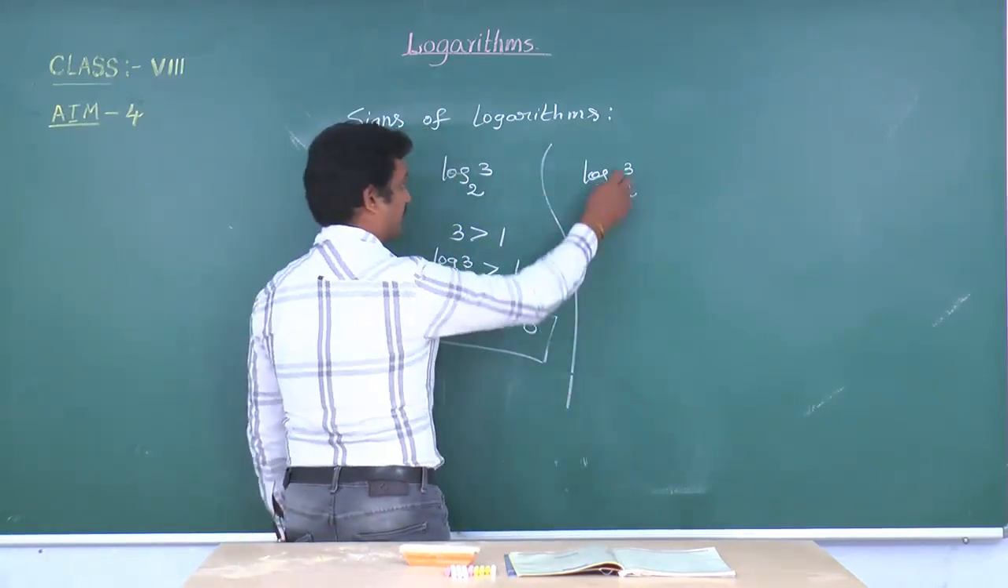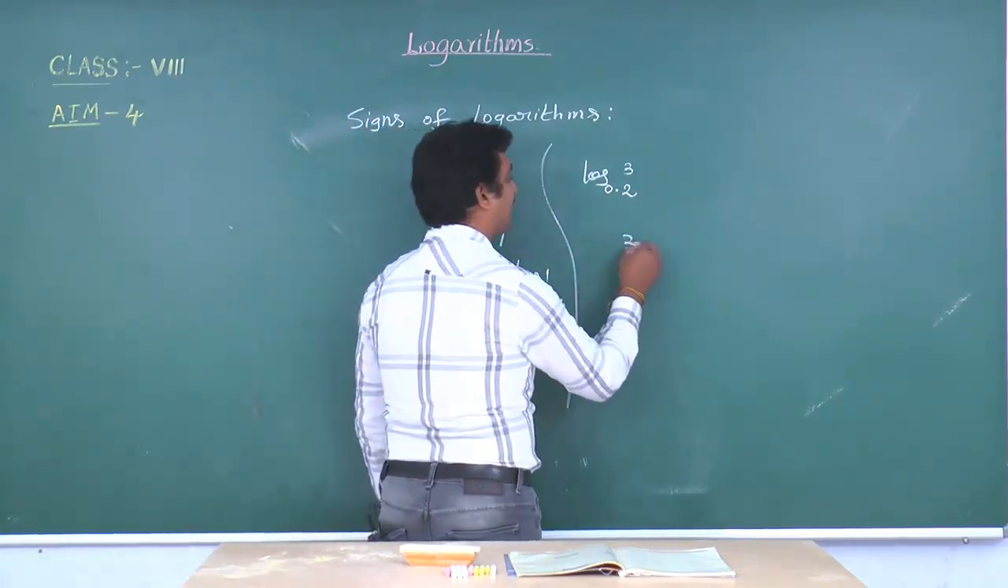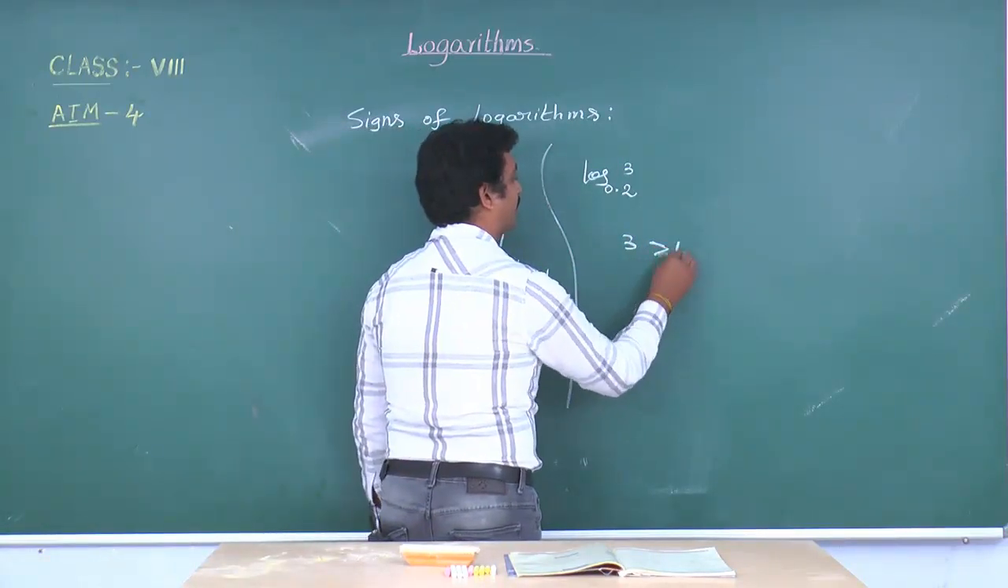Now come to this result. How to compare again 3 with 1? 3 is greater than 1.